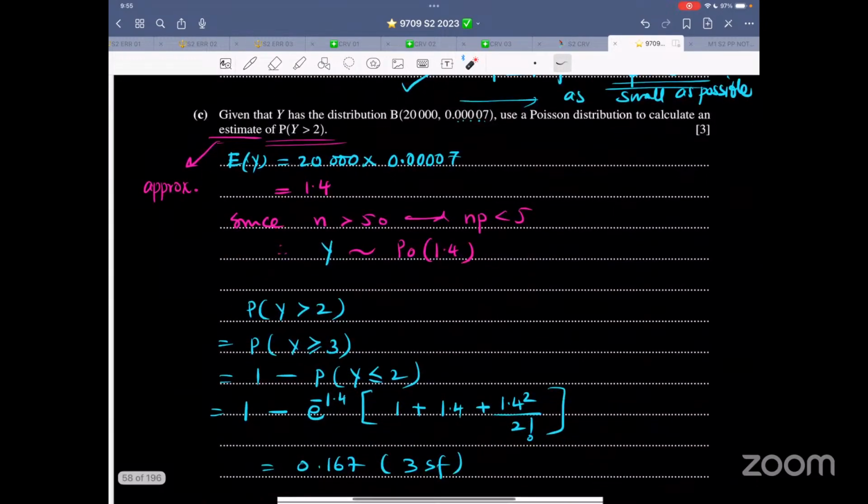Given that Y has a distribution such and such, that is 20,000 and this much, use a Poisson distribution to calculate an estimate value of P(Y greater than 2). So now n, p, this is 1.4. Both conditions are fulfilled: n is greater than or equal to 50 and np is less than 5. Therefore, Y follows a Poisson distribution with 1.4.